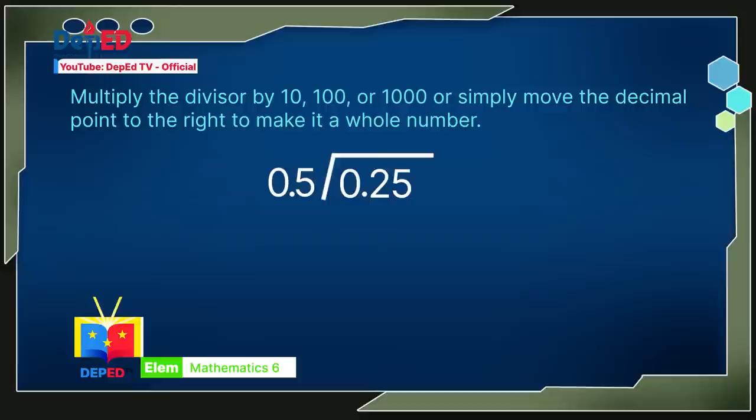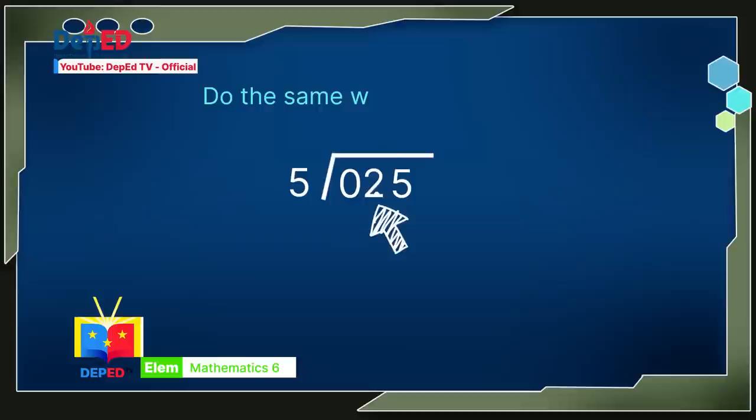Since our divisor has one decimal place, multiply the divisor by 10, moving the decimal point one place to the right. Step 2. Do the same with the dividend. Since the divisor was multiplied by 10, we will multiply our dividend by 10 too, thus moving the decimal point one place to the right. We do not need to add 0, since there is no empty decimal place, but still place the decimal point on the quotient directly above the decimal point of the dividend.